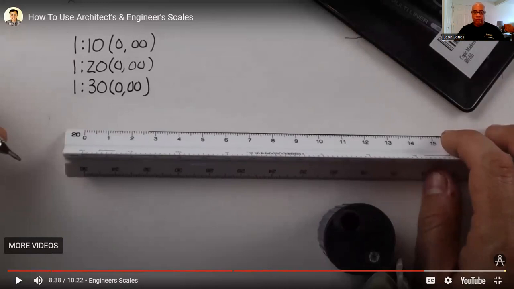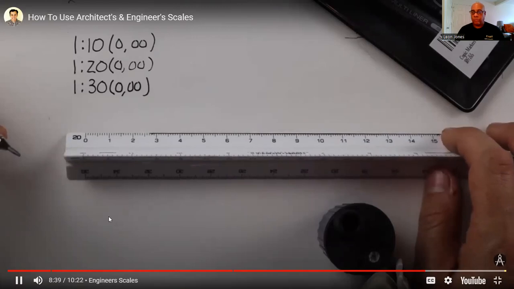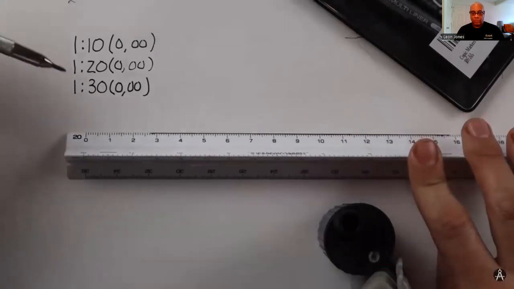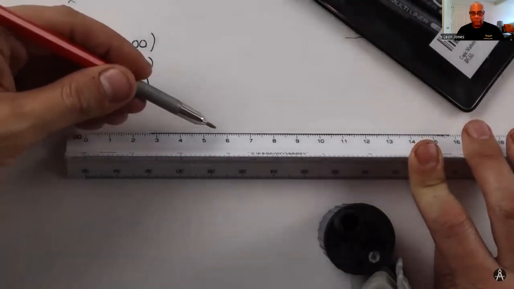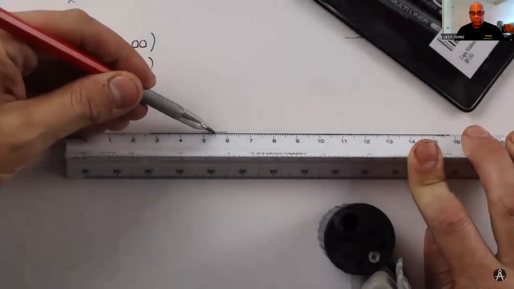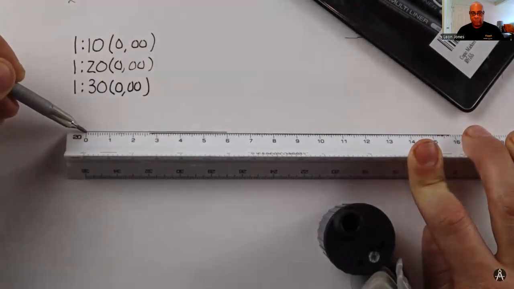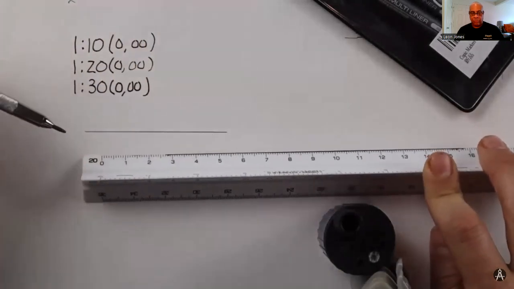Let's continue. 60 feet long, okay? Well, I have my 0 here. I count 10, 20, 30, 40, 50, 60, and then I pull my line from 60 to 0. Okay, now I have a line that's actually 60 feet long.